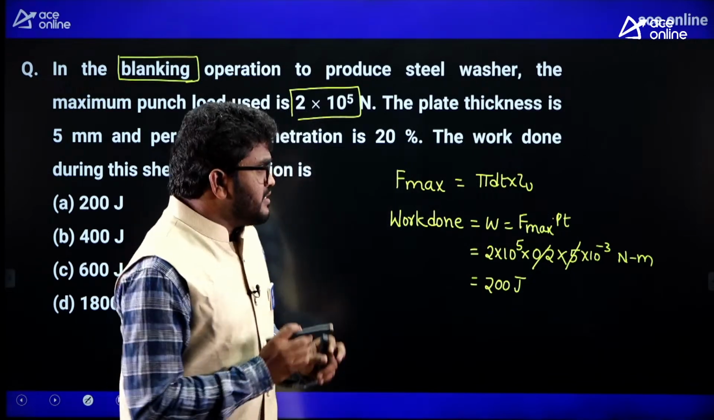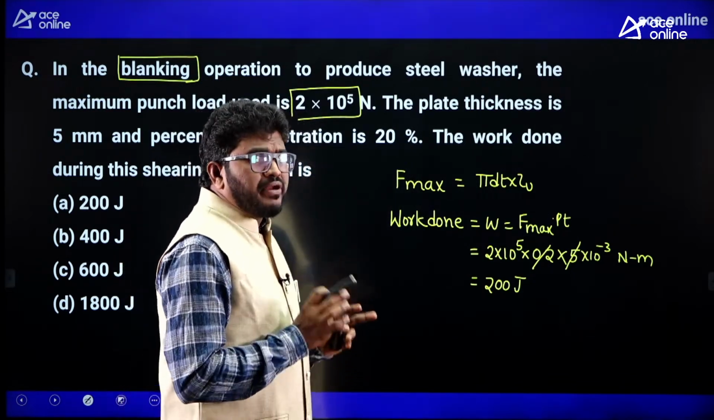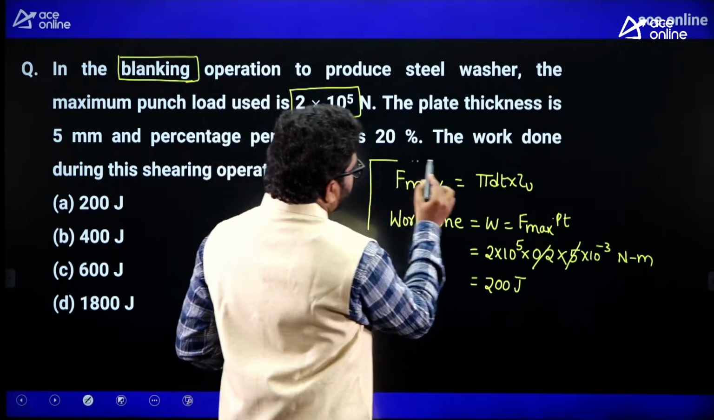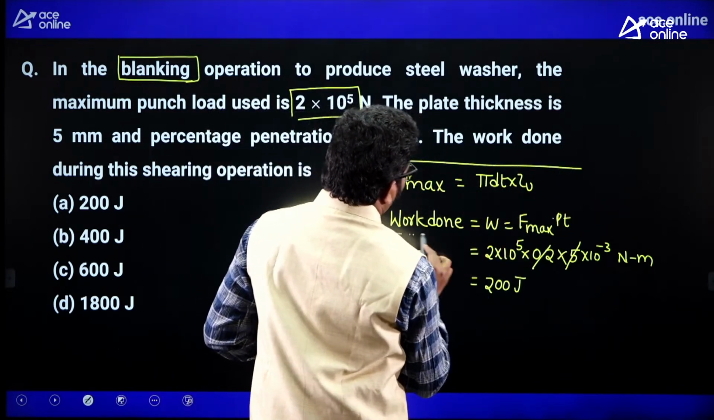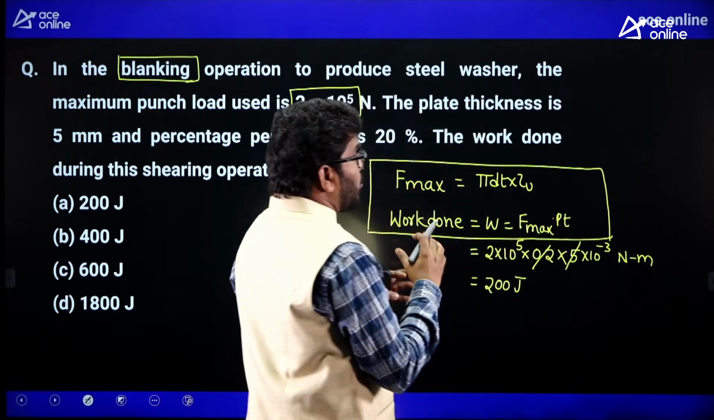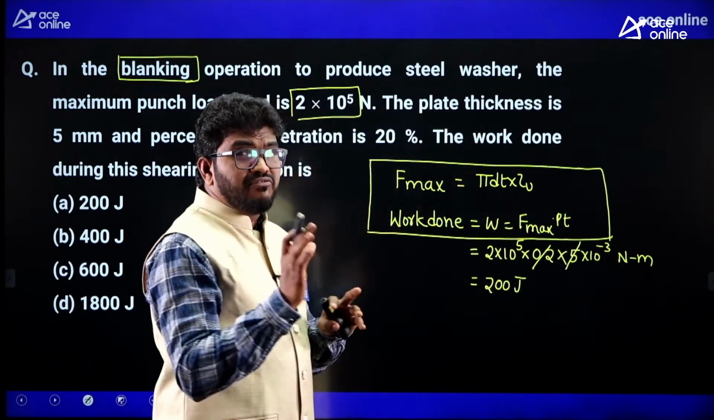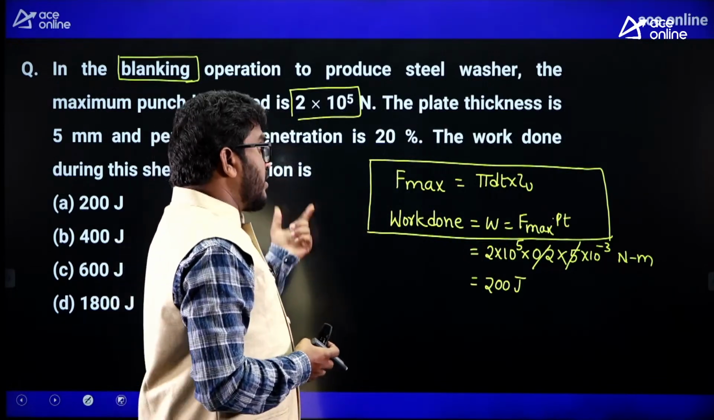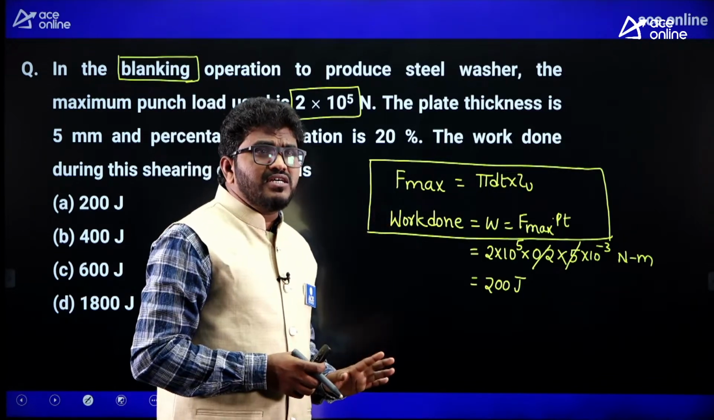As said, in the punching and blanking operation, you should remember these two formulas. These two formulas are very, very important. They will ask you questions directly. Without a calculator you can solve. That's why they will ask you in state service exams. But in this question, force is already given. They are asking work done.